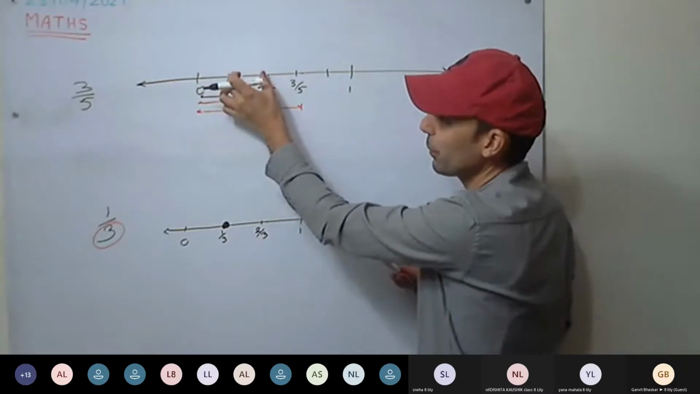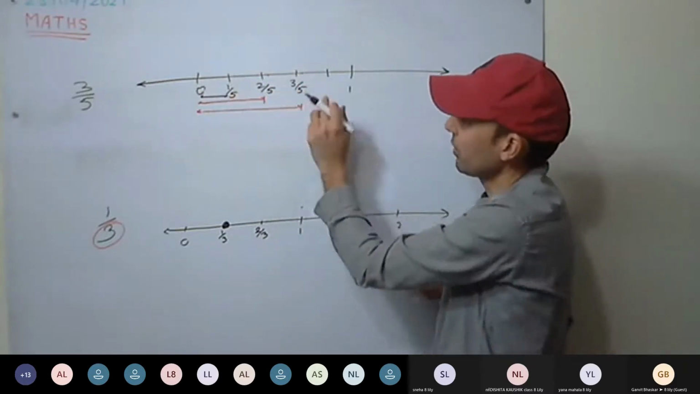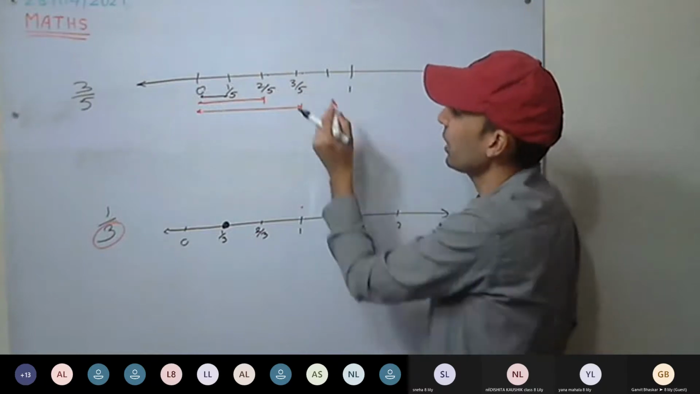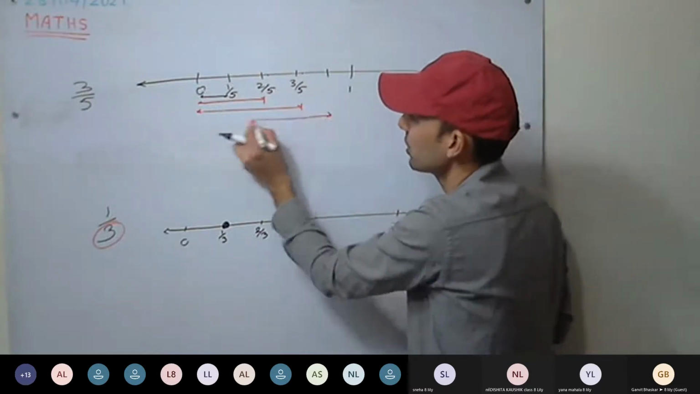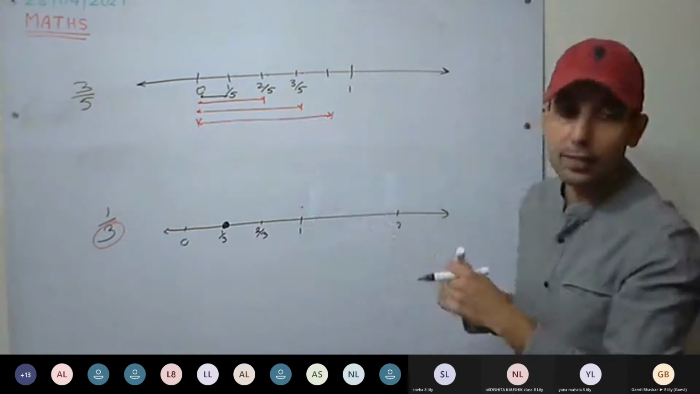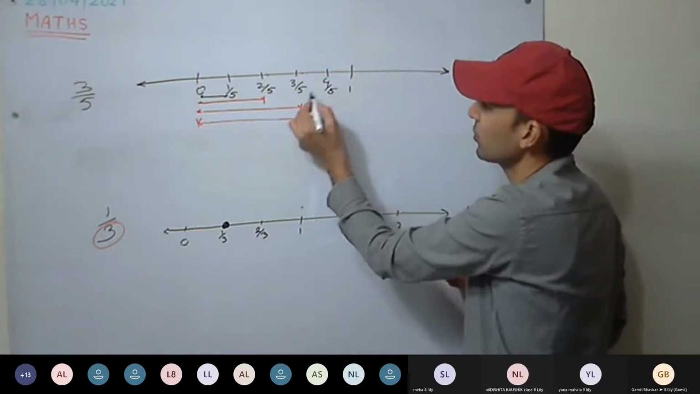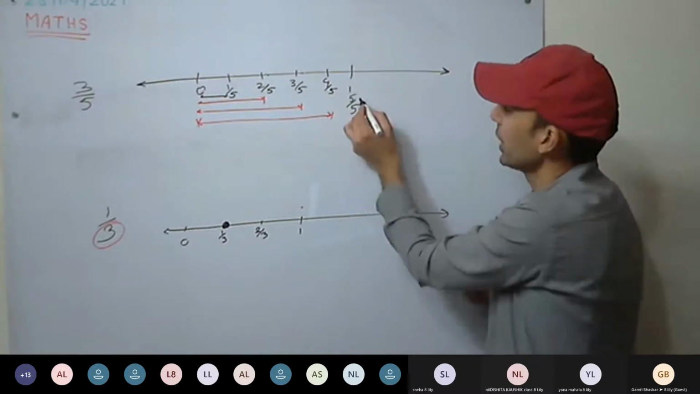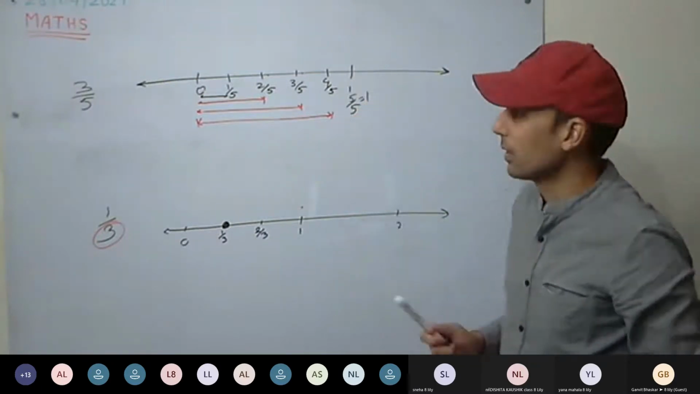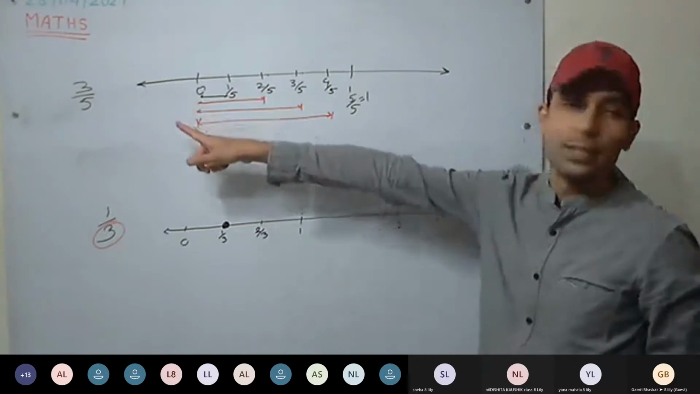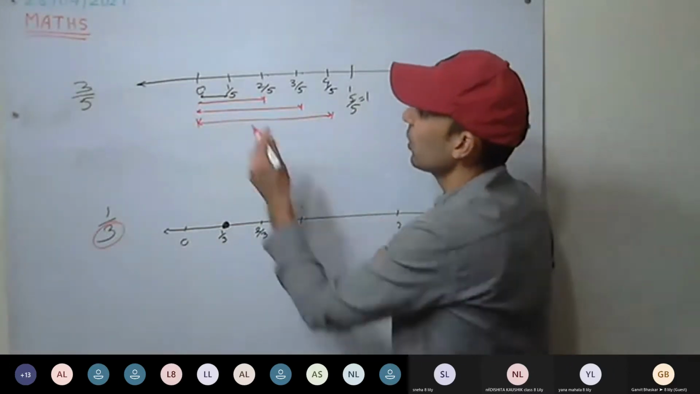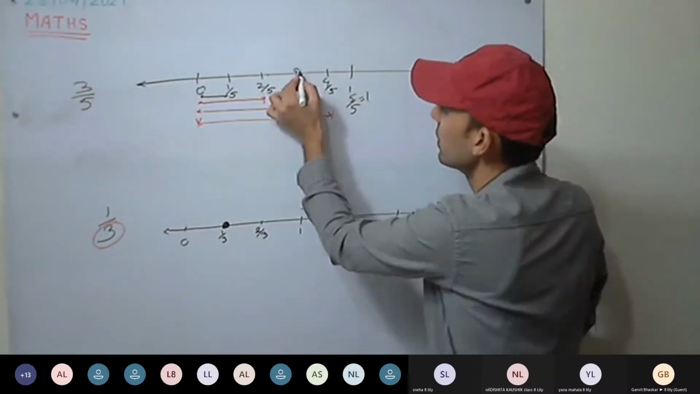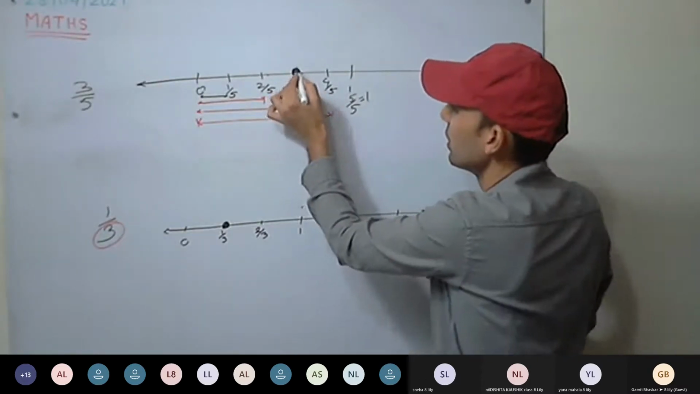You can see 1 by 5 plus 1 by 5 plus 1 by 5 is 3 by 5. And here, 1 by 5 plus 1 by 5 plus 1 by 5 plus 1 by 5 will be how much? 4 by 5. And this will be how much? 5 by 5, equal to 1. What we have to mark is 3 by 5. So 1 by 5 plus 1 by 5 plus 1 by 5 will be our 3 by 5.